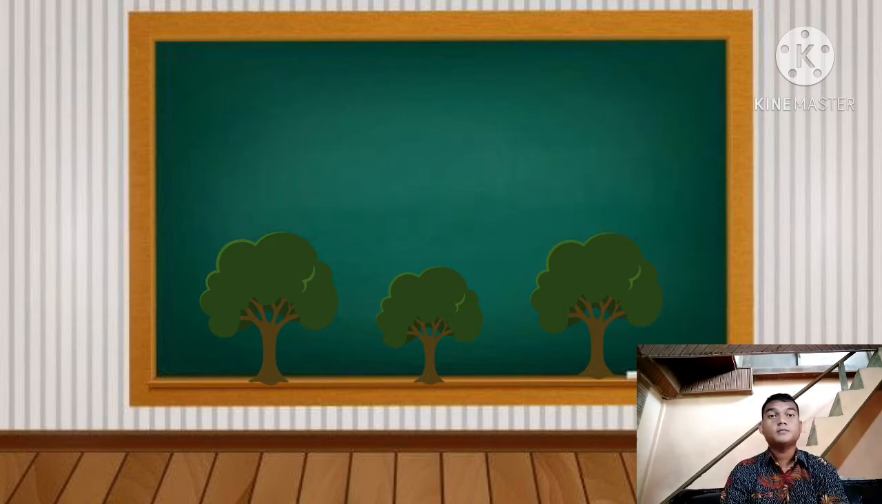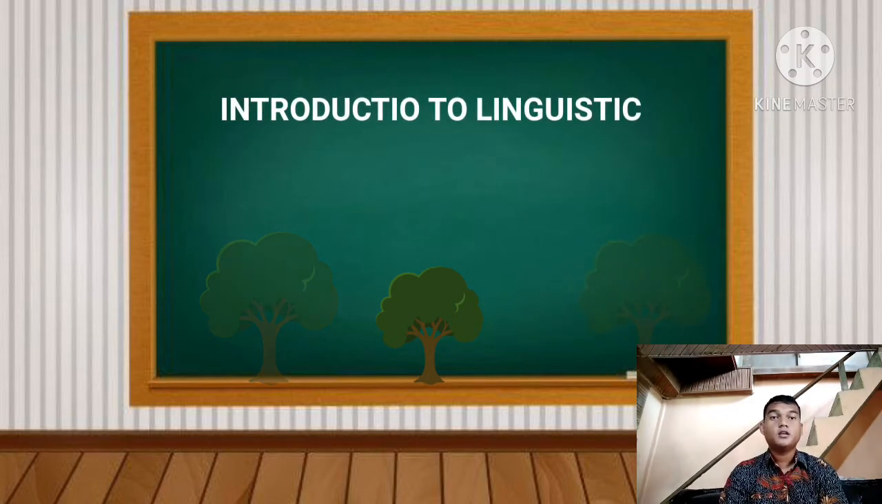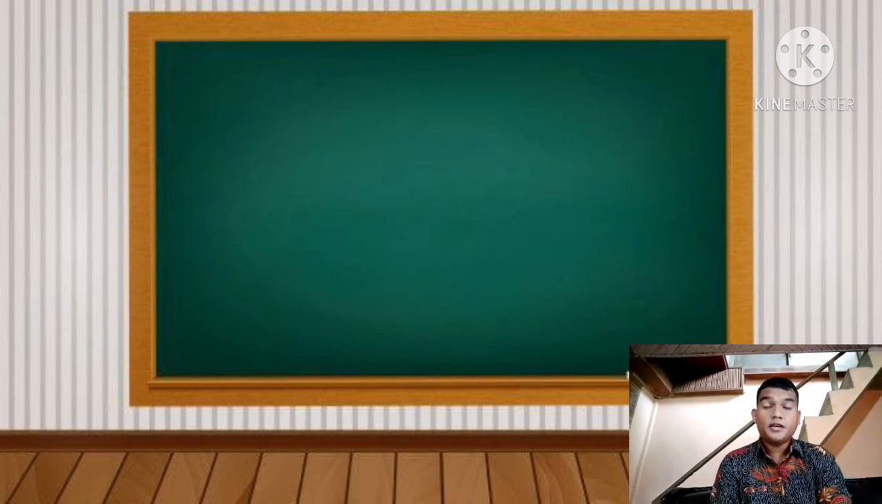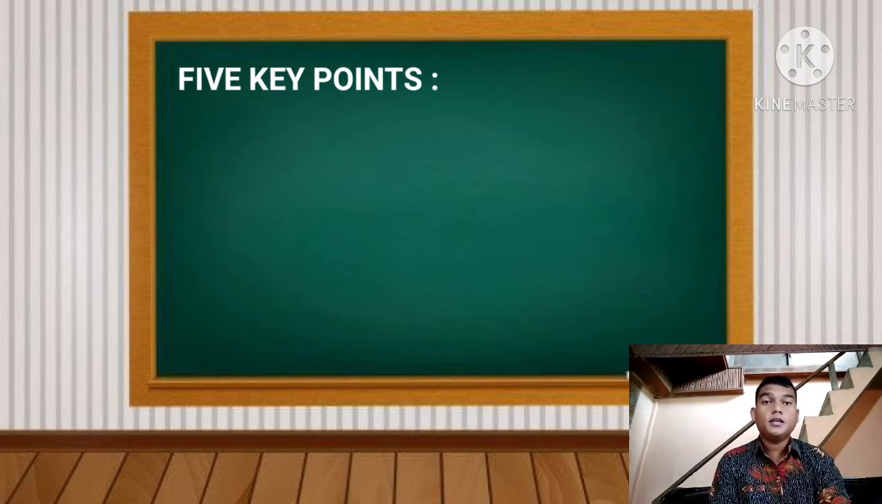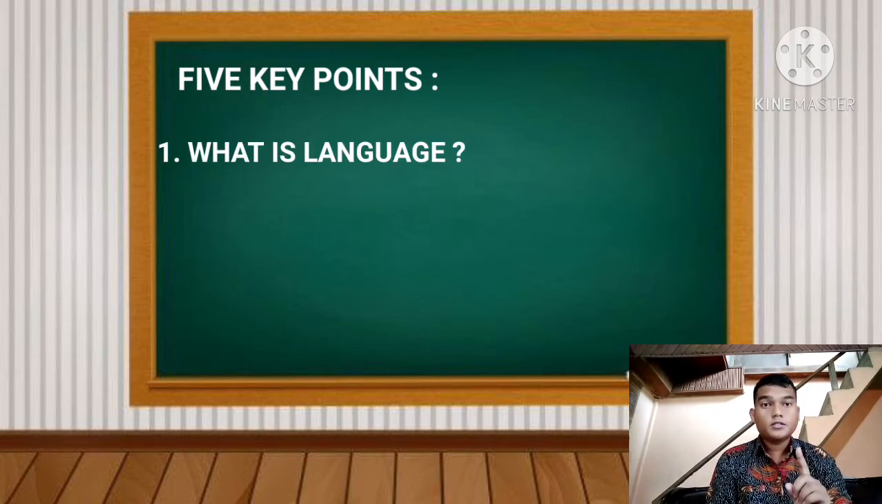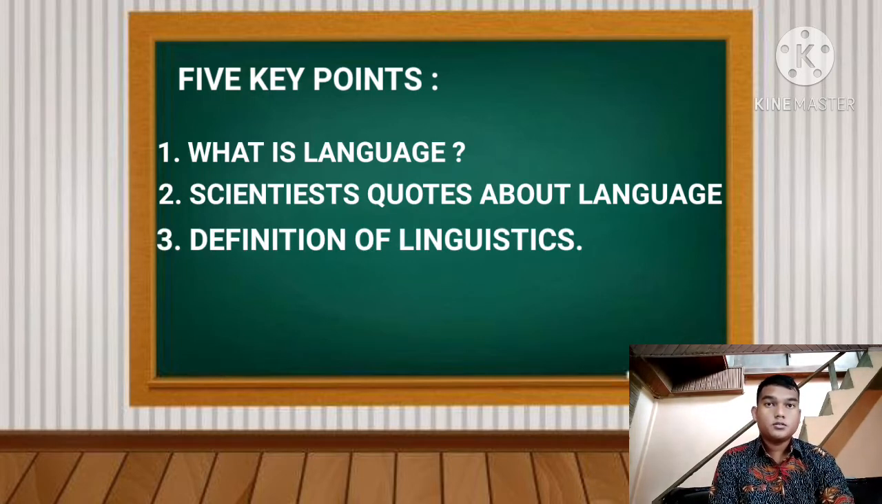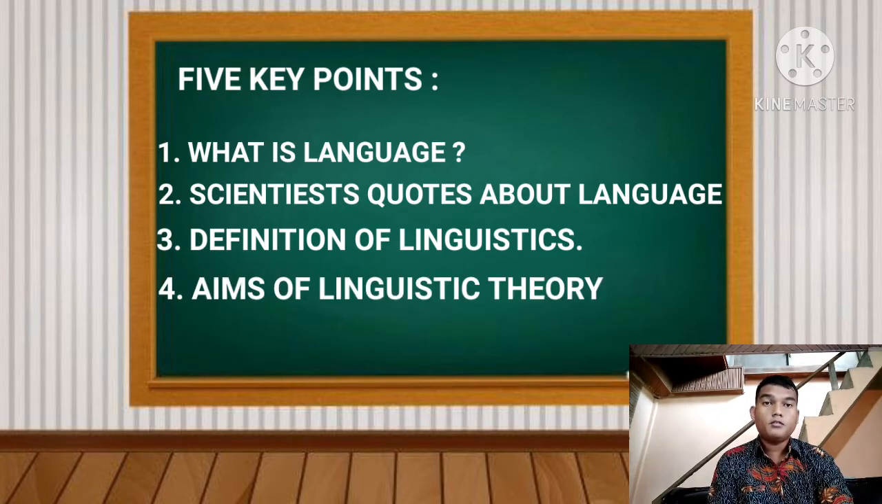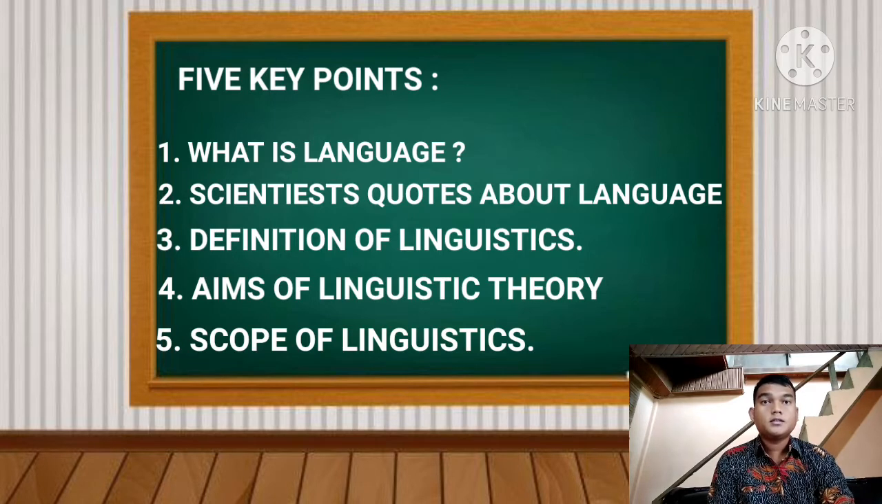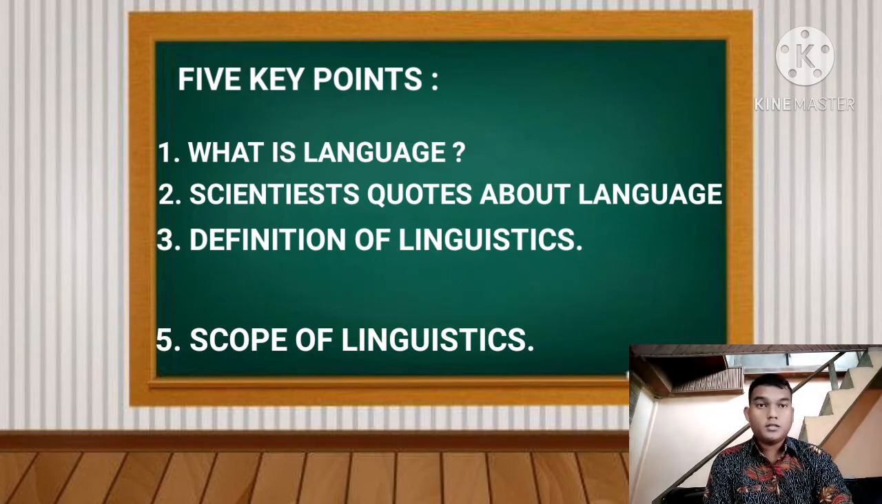Today, we will discuss Introduction to Linguistics. Before we get into the material, there are five key points we should know about: first, what is language? Second, scientists' quotes about language. Third, definition of linguistics. Fourth, aim of linguistic theory. And the last key point, scope of linguistics.